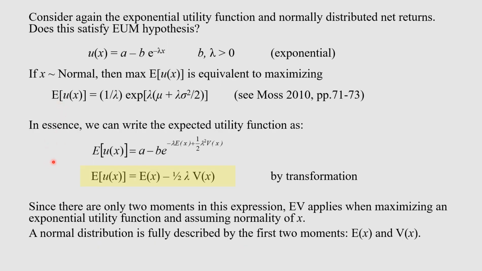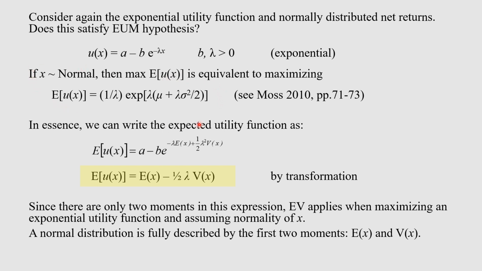Consider again the exponential utility function and normally distributed net returns. Does this satisfy the expected utility maximization hypothesis? Well, we're going to show that it does, and that's what this slide is about. So we have a utility function that's a minus b e to the power minus lambda x, where b and lambda are greater than 0. We have an exponential utility function. If x is normal, then the maximum of the expected utility is equivalent to maximizing this here.